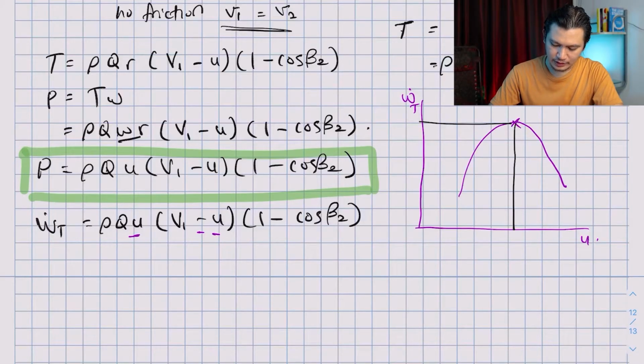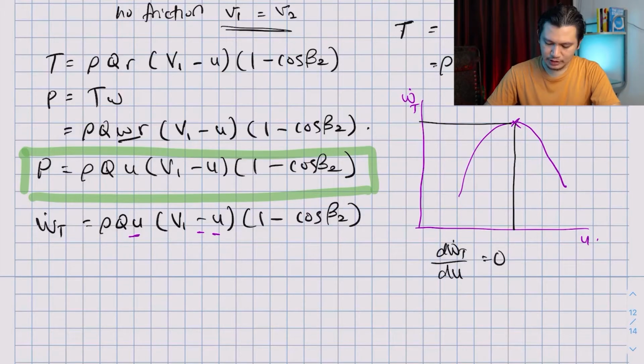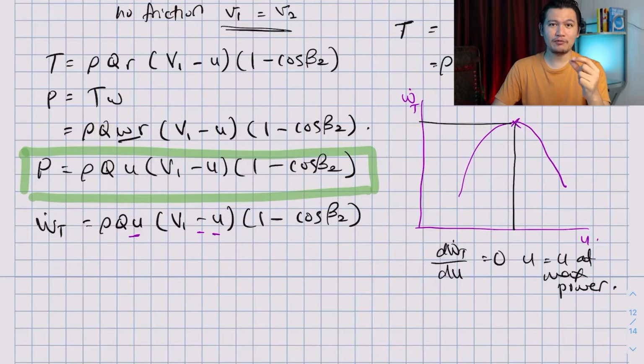So if I do dW dot T over dU equal to 0, this is where I can find U equal to U at maximum power. And maximum power is very interesting because you always want the turbine to output the maximum power that it's designed for. So let's try and find this maximum power.